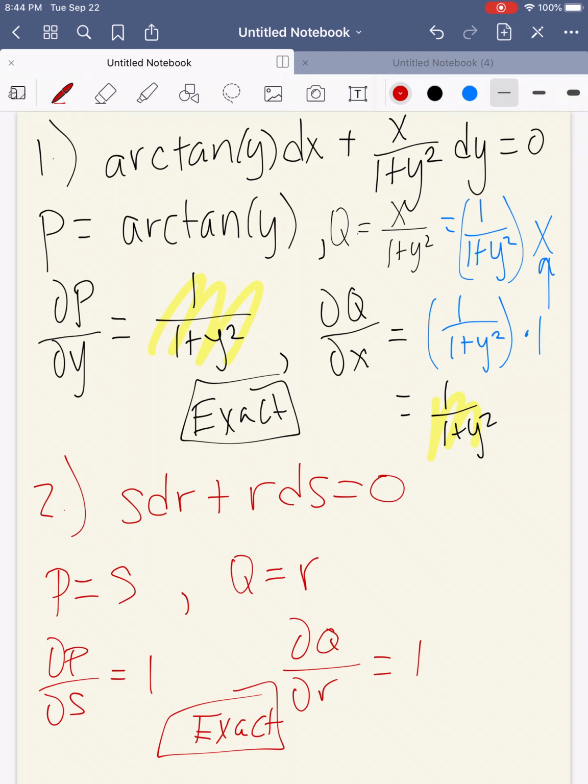So hopefully this was helpful to refresh on exact equations, and specifically in number 1, how to take our partial derivatives.